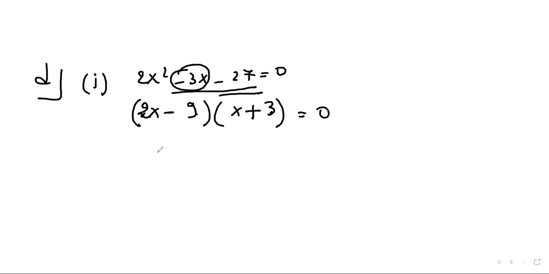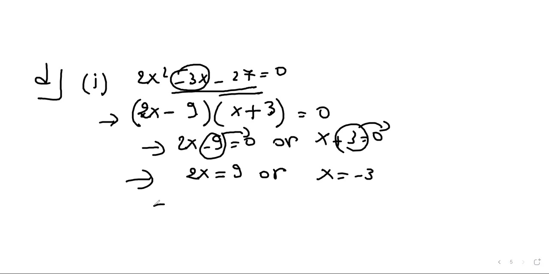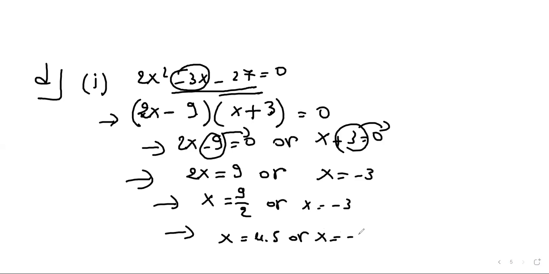Right, so I have 2x minus 9 times x plus 3 is equal to 0. So it means that I have 2x minus 9 is equal to 0, or x plus 3 is equal to 0. Then 2x is equal to 9, or x is equal to negative 3. I just need to move the second term to the other side. It will go with the opposite sign. And then if 2x is equal to 9, then x is equal to 9 over 2, or x is equal to negative 3. Then x is equal to 4.5, or x is equal to negative 3.